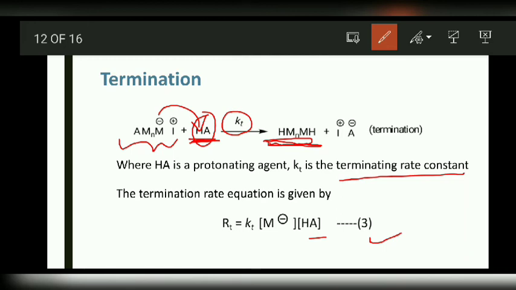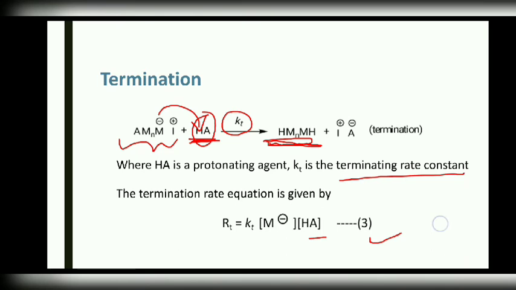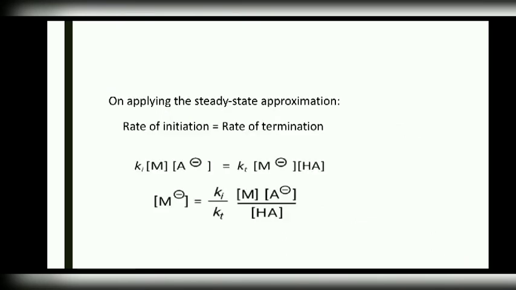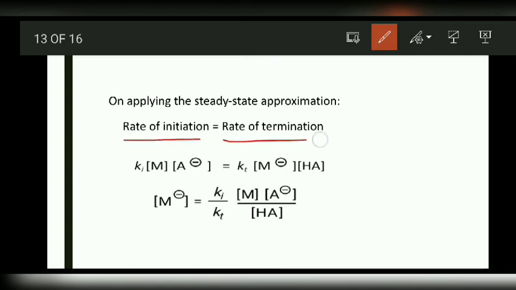Now the next step is, as you know, we have to combine all these 3 equations, right? So how to do that? That can be done with the help of steady state approximation. So according to steady state approximation, rate of initiation is equal to rate of termination. So equate equation number 1 and equation number 3. These are those equations I have taken directly, and from these two equations get an expression for the concentration of growing chains, that is M minus.